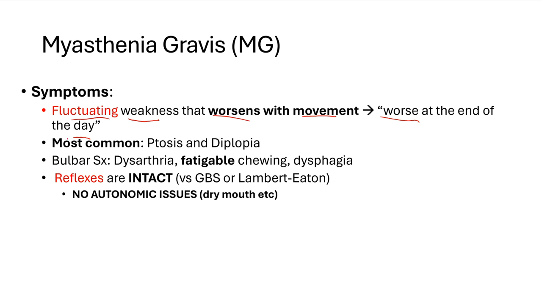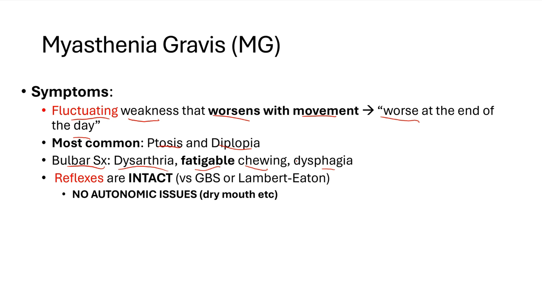The most common symptoms that we're going to see are ptosis, eye droopiness, and diplopia, or double vision. You'll also get bulbar symptoms. These bulbar symptoms occur due to use of the muscles: dysarthria, trouble speaking, fatigable chewing, dysphagia. This typically occurs as an individual speaks more or eats, etc.